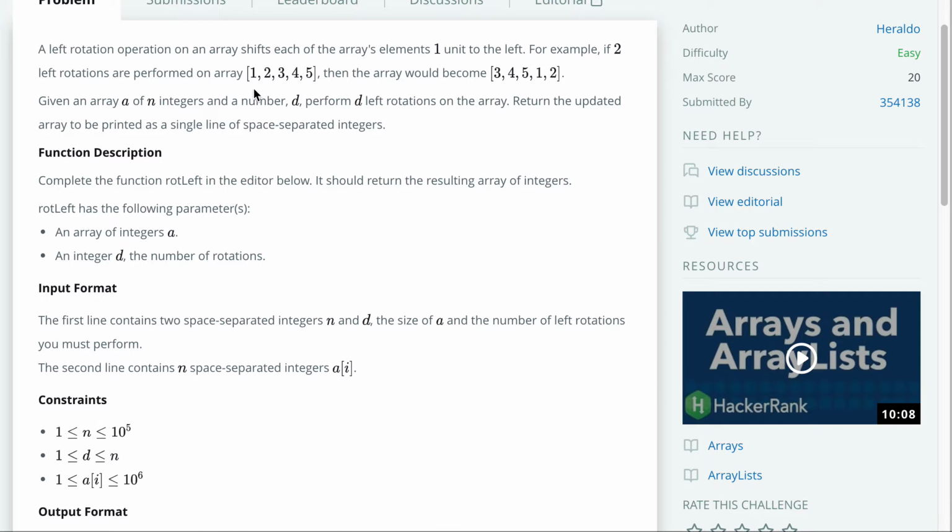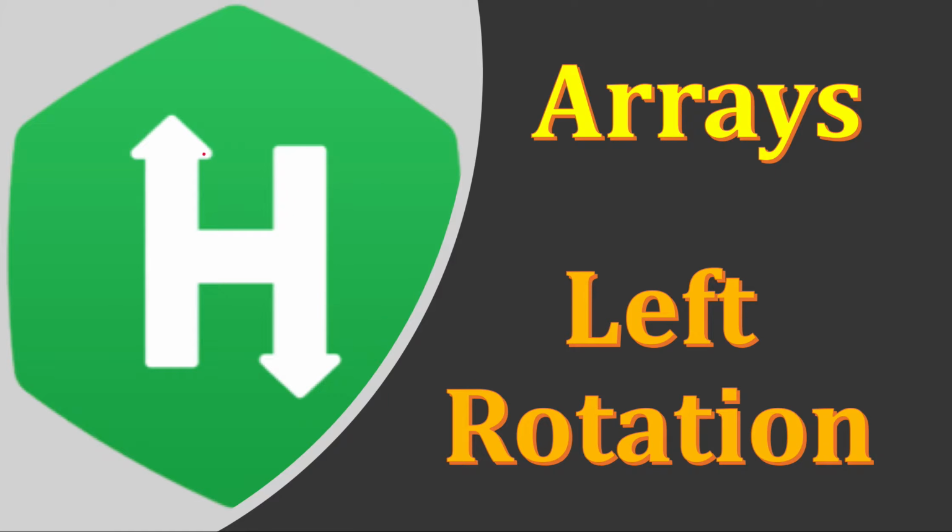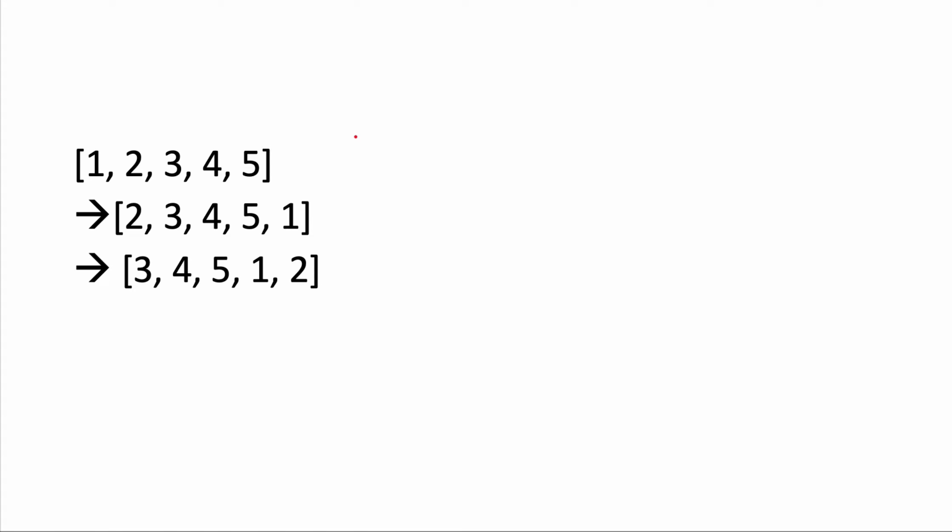Here we are given an array, a linear one-dimensional array, and the concept of rotation says that, let's say we have an array of 5 elements, 1, 2, 3, 4 and 5. Left rotation means shift everything to the left by one element. So what will happen if I shift everything? 2 comes to the first place, 3 to the second, 4 to the third, 5 to the fourth, and the first element is popped to the end.